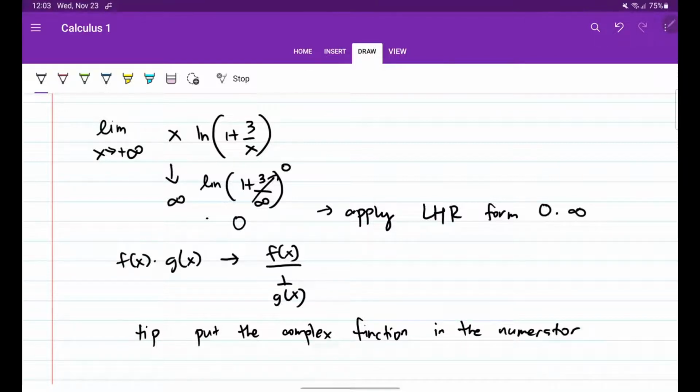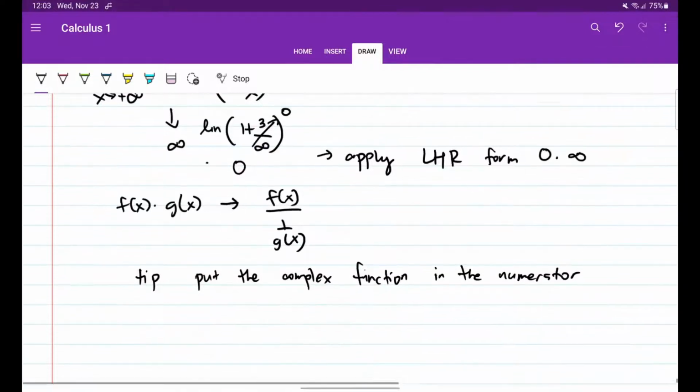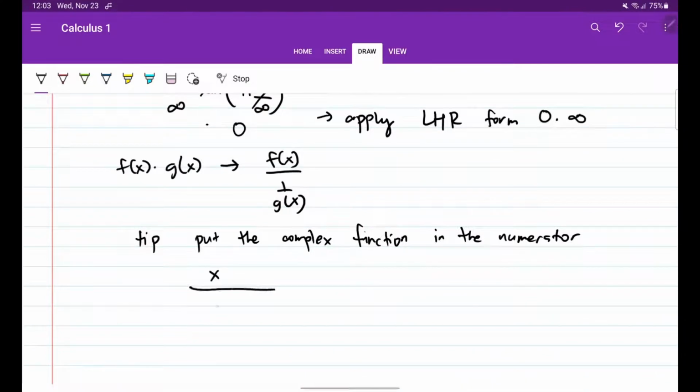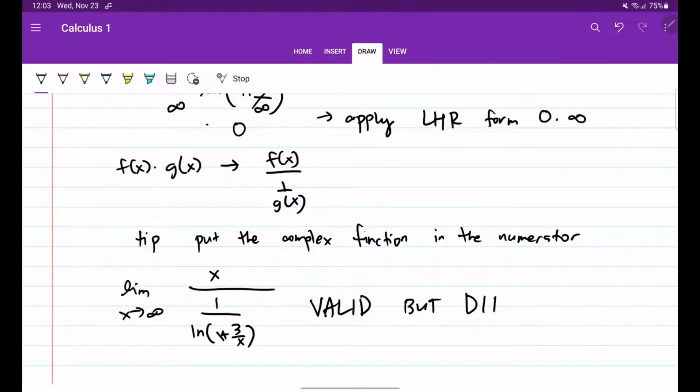Kasi, kapag magte-take tayo ng derivative ng 1 over something, di ba? So, for example, ginawa natin to na x over 1 over ln ng 1 plus 3 over x, as limit x approaches infinity. Tama? So, valid to. Okay? Valid, but difficult. Okay? So, kailangan mo kunin yung derivative ng 1 over ln ng 1 plus 3 over x.